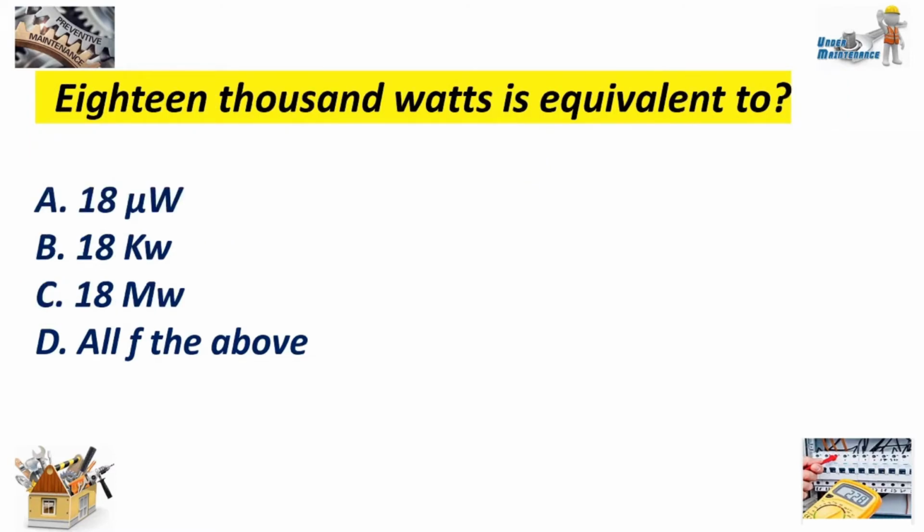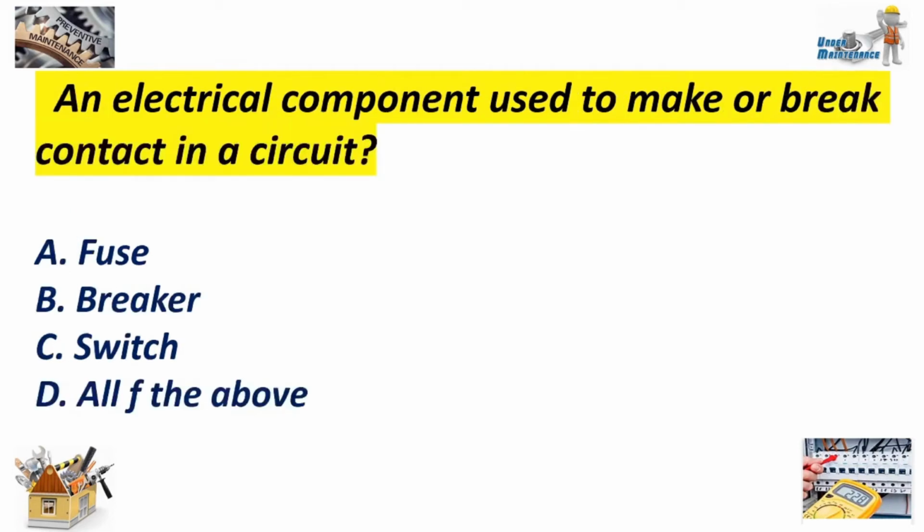18,000 watts is equivalent to: A. 18 microwatt. B. 18 kilowatts. C. 18 megawatt. D. All of the above. Answer: B. 18 kilowatt. An electrical component used to make or break a contact in a circuit: A. Fuse. B. Breaker. C. Switch. D. All of the above. Answer: switch.